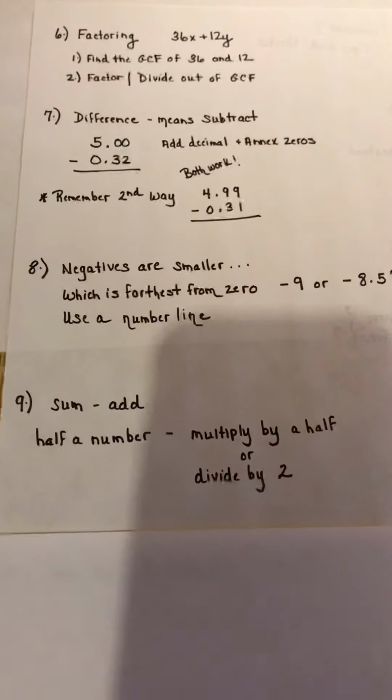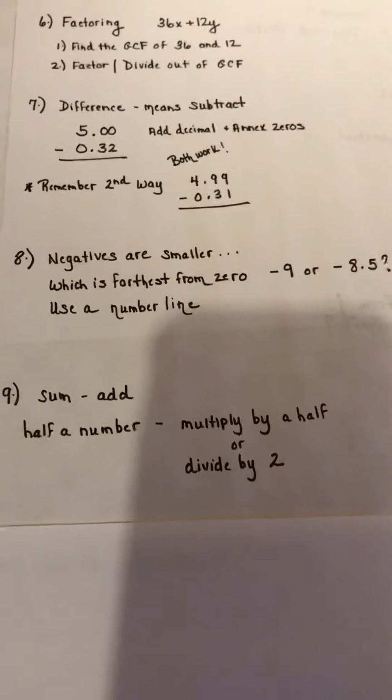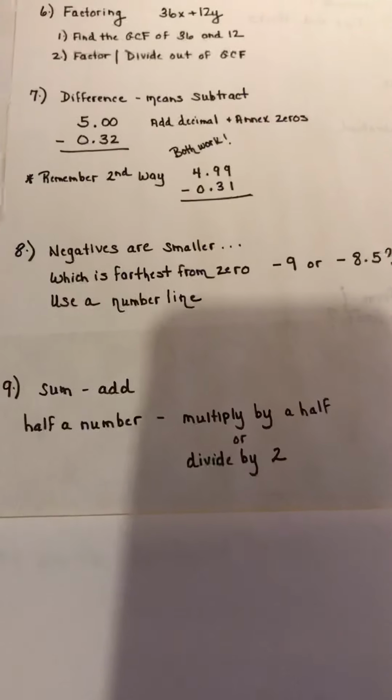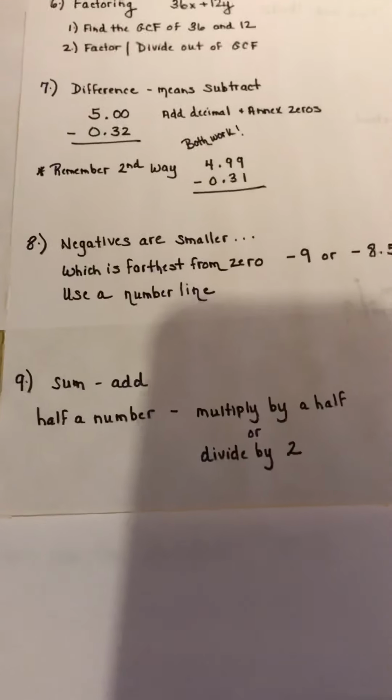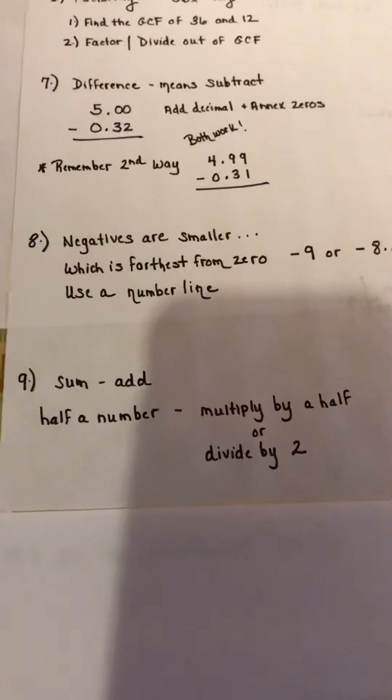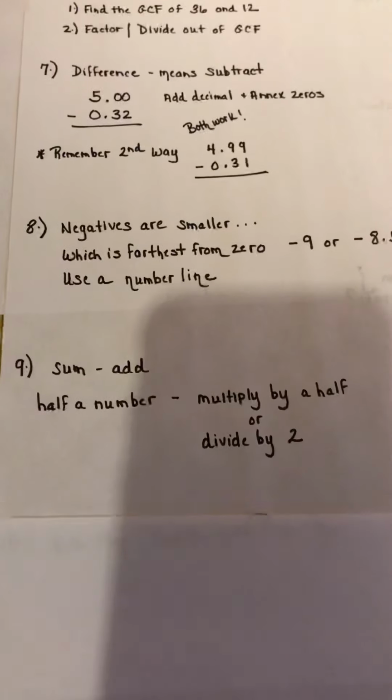Number 9, sum means to add. Half a number means to multiply by a half or divide by 2. And remember, 1/2 is equivalent to 5/10.